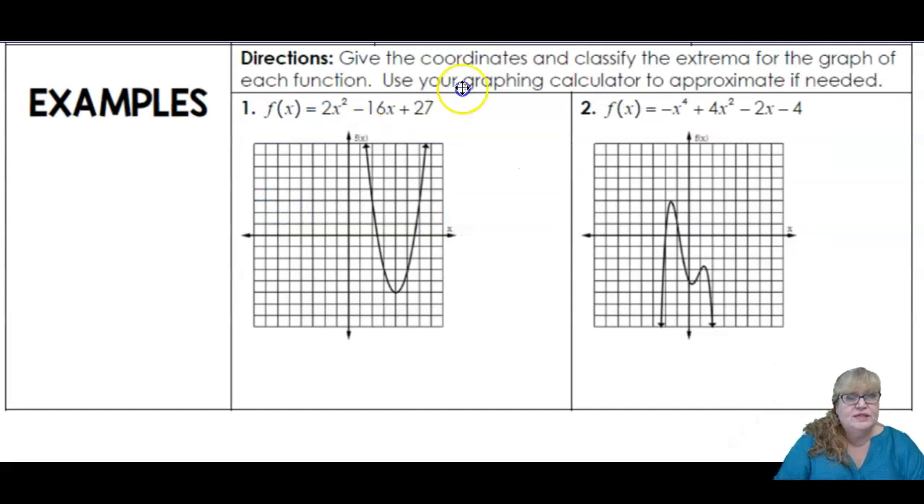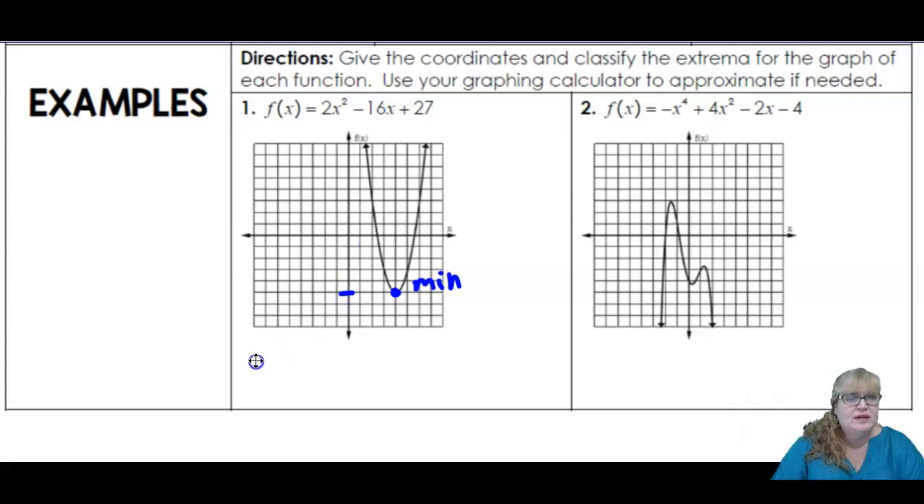So give the coordinates and classify the extrema for the graph shown. Use your graphing calculator to approximate if needed. So it appears that this graph has a minimum, okay? And it is an absolute minimum because it doesn't ever come back down anywhere else on the graph. And when you state these, it is the value of the function. So the y value is 1, 2, 3, 4, 5.